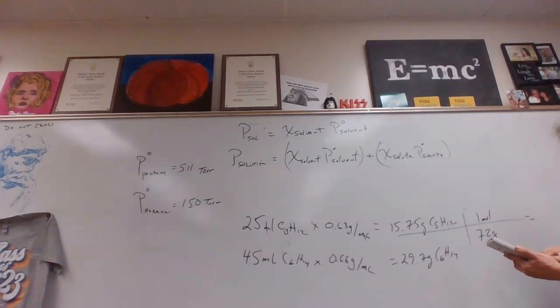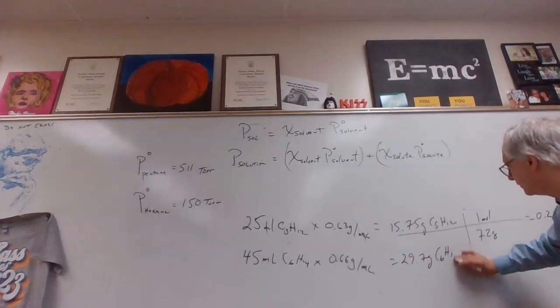So 15.75 divided by 72, we have 0.219 moles of pentane.